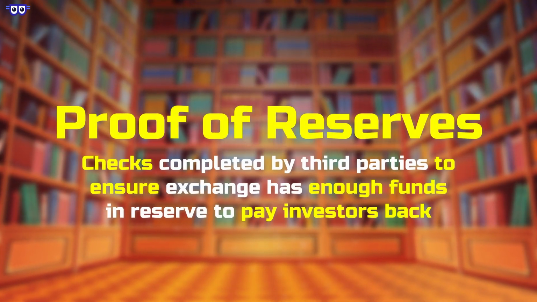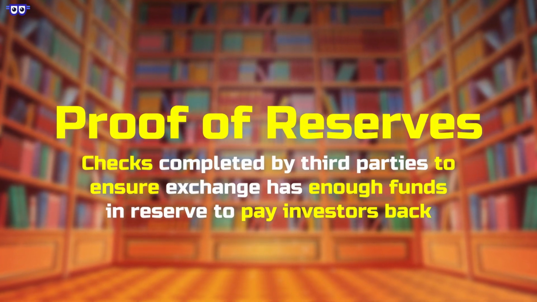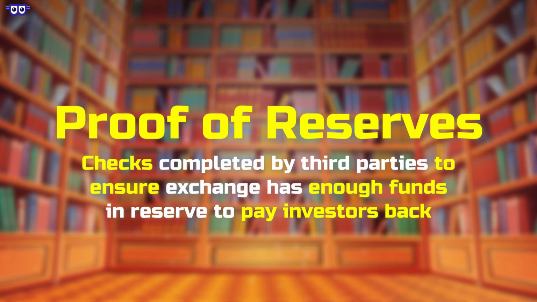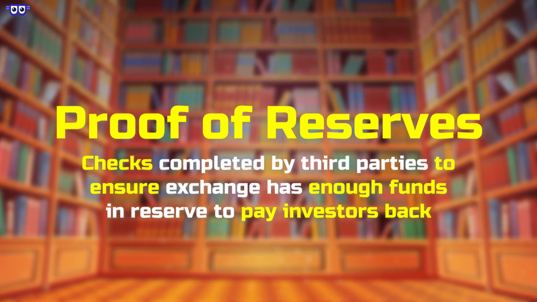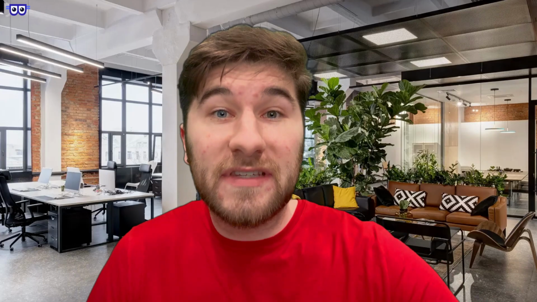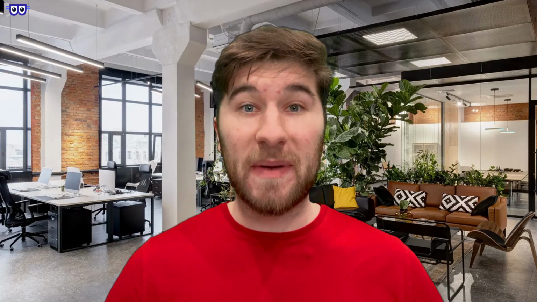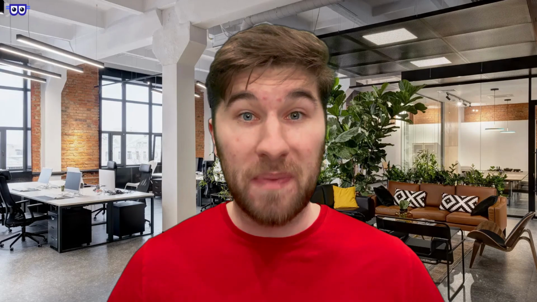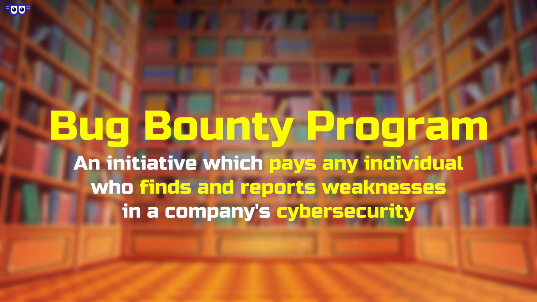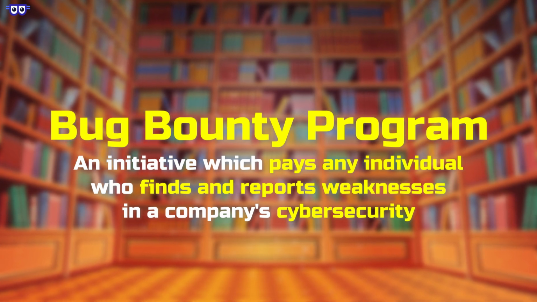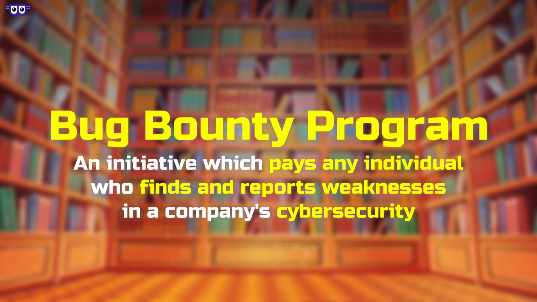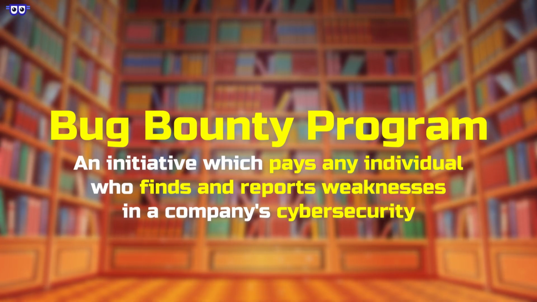Proof of reserves audits are checks completed by third parties to ensure that your exchange has enough funds in reserve for you to withdraw your investments. Guys, this is why FTX collapsed. FTX spent customers' money, and when a large group of investors went to withdraw, FTX couldn't pay them back. Proof of reserves audits prevent that from happening. A bug bounty program is an initiative that pays any individual who finds and reports weaknesses in a company's cybersecurity. This is something we want to see in the exchange we use because we want to make sure that our exchange has solid cybersecurity infrastructure.